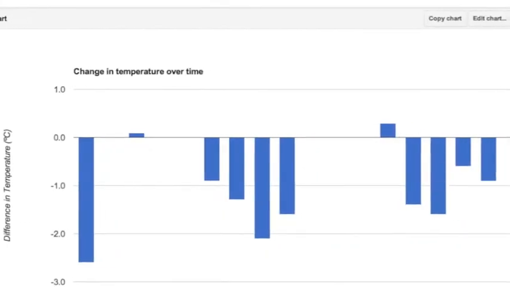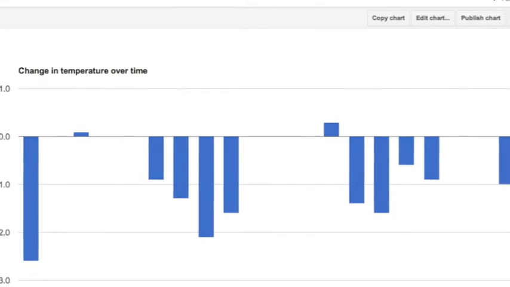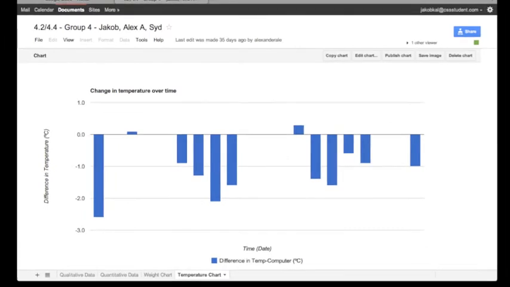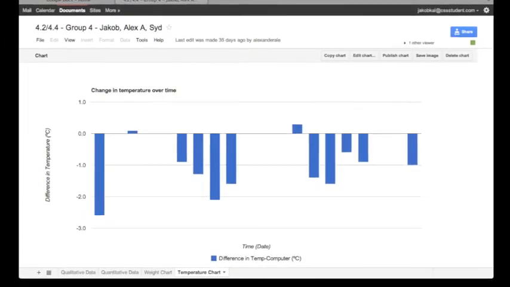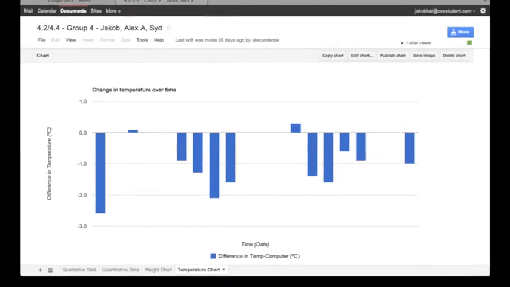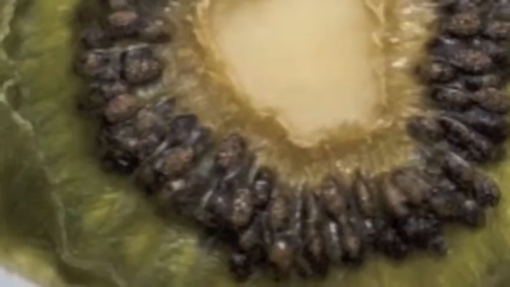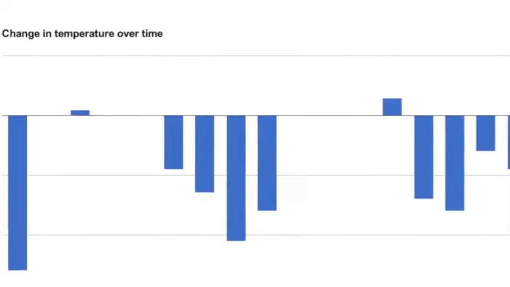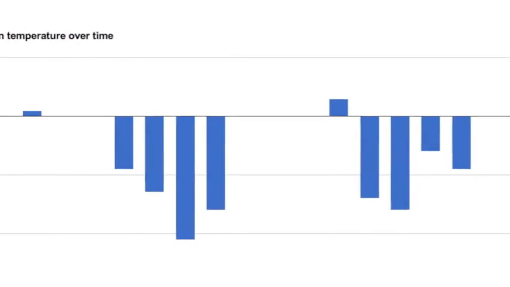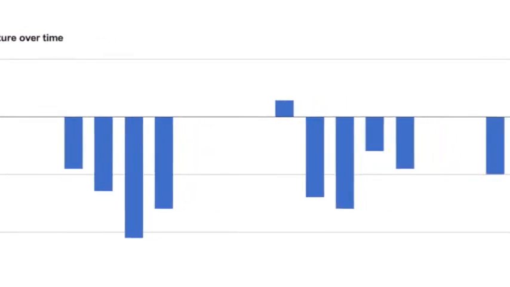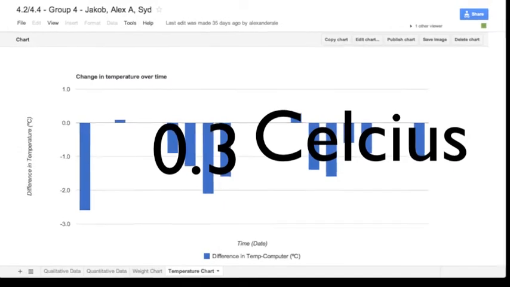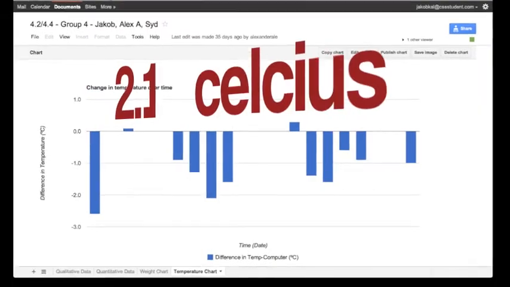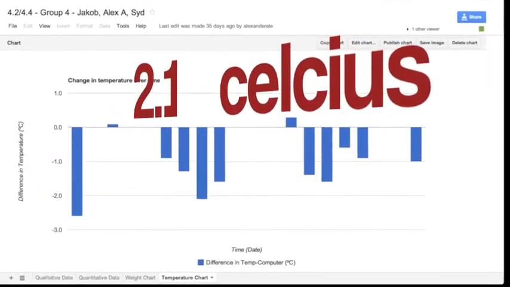When there is a bar below the ambient temperature, that means the kiwi is colder than the room temperature. The empty spaces are weekends. On the first day, our fruit is so cold because it probably came out of the refrigerator. Then our fruit went above the room temperature, then gradually got colder. Again, our fruit started to go below the room temperature. Next, it got warmer for 1 day, then colder for 2 days. The warmest our kiwi got was 0.3 degrees Celsius. The coldest our fruit ever got was 2.1 degrees Celsius, not including the first day.